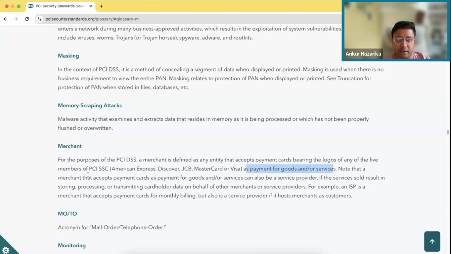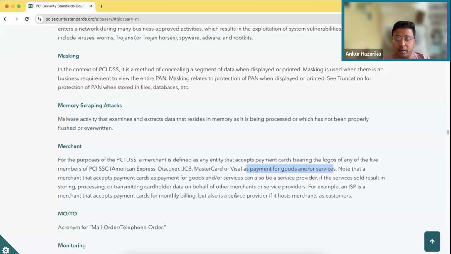Note that a merchant that accepts payment cards as payment for goods and/or services can also be a service provider. So a company can be both a merchant and a service provider. If a company categorizes as both, then they'll have to fill in the SAQs for both the merchant and the service provider. That's just how it works, if the services sold result in storing, processing, or transmitting cardholder data on behalf of other merchants or service providers.